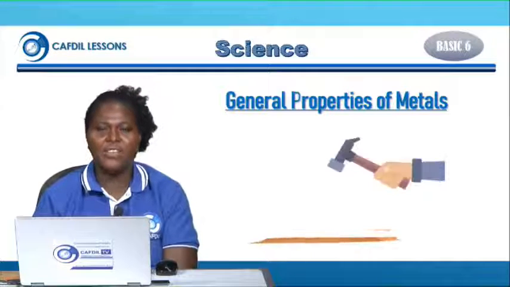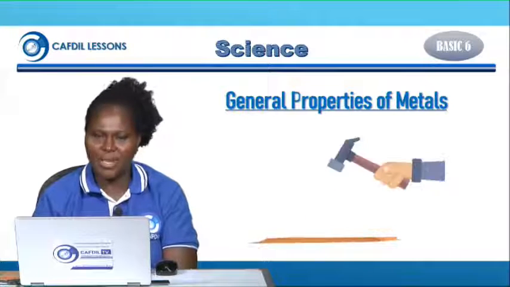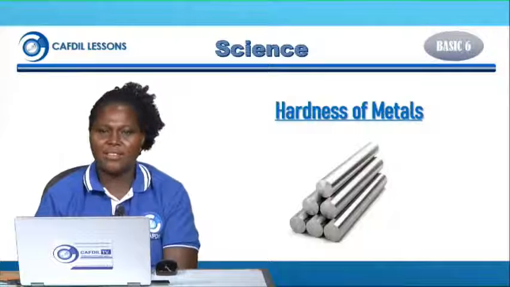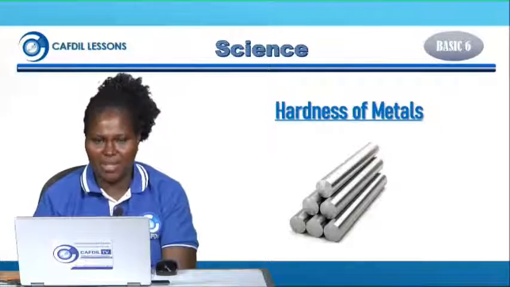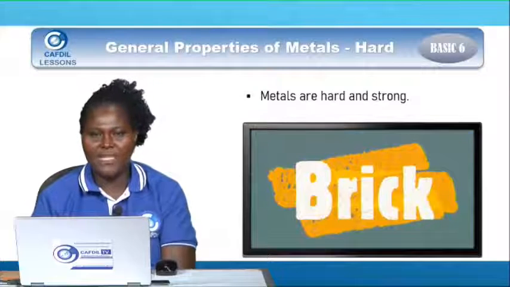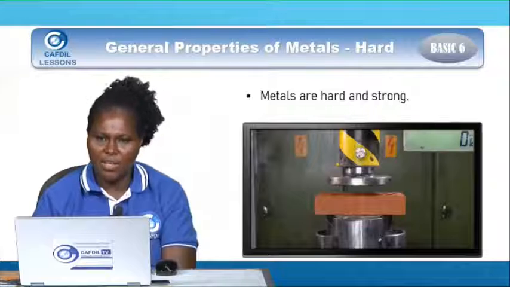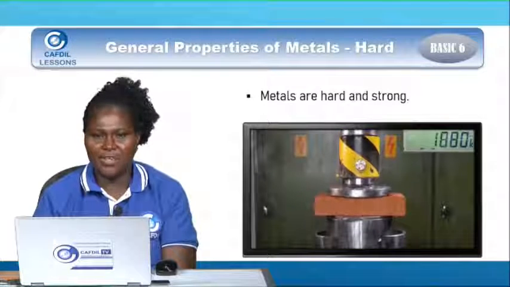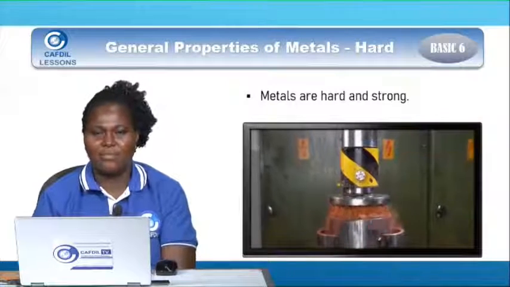Now let's look at general properties of metals. What are the properties of metals? Property number 1: Hardness of metals. Metals are hard and strong. So let's look at the video on our screen. We have a brick and we are pressing it.